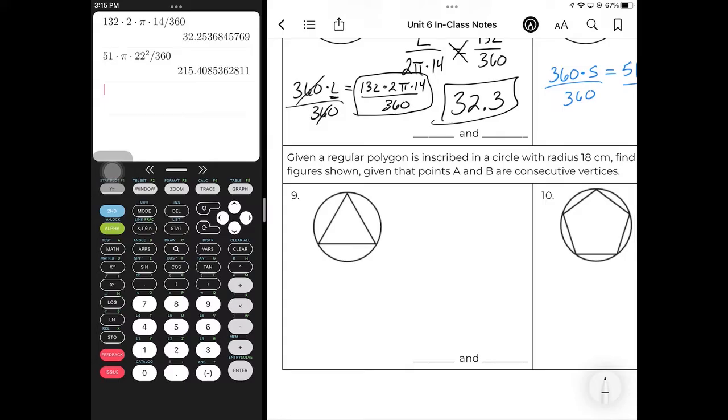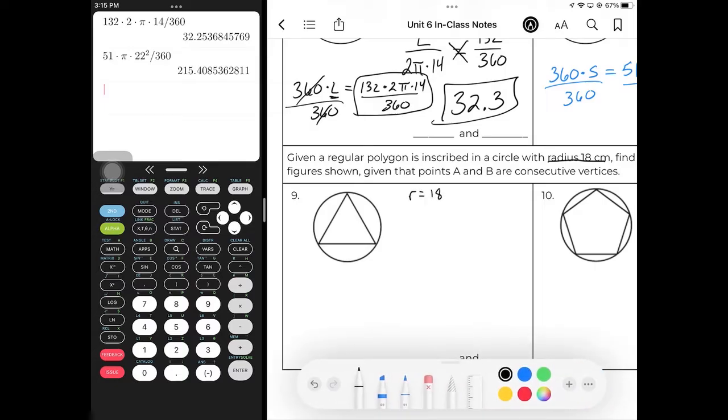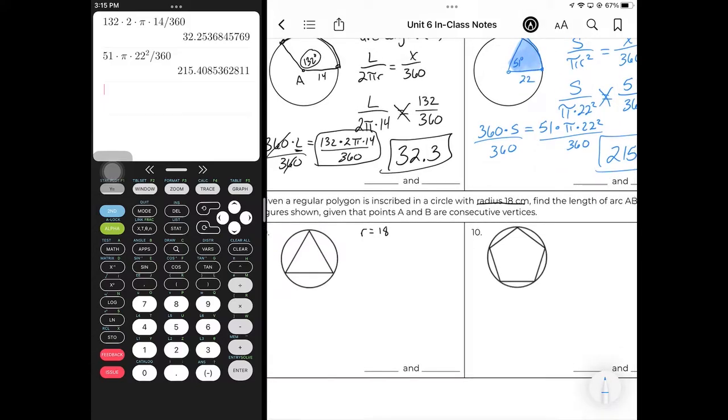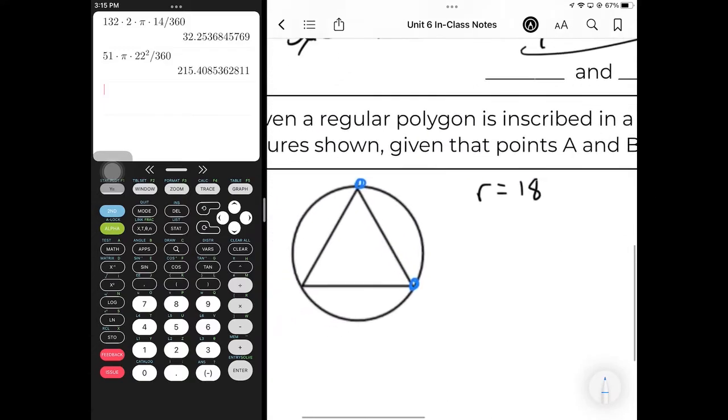Now, regular means all sides are equal, and inscribed means each vertex is on the circle. And they tell you the radius of this circle is 18 for both problems. R equals 18. Now, they want to know the length of an arc AB, where A and B are consecutive vertices. So consecutive vertices just means right next to each other along the polygon. So in a triangle, any two would have to be consecutive, so I'm going to call one of them A, one of them B. They want that arc length.